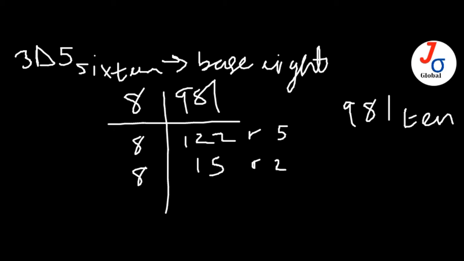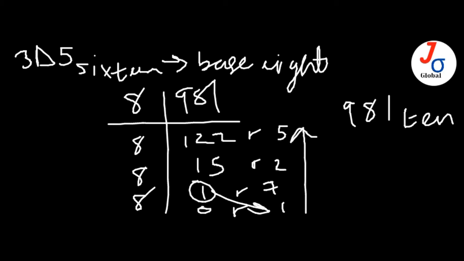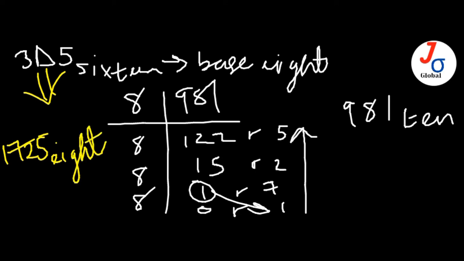Then we have 8. So how many 8s can we get in 15? Can just get 1, remainder 7. Then 8 in 1, that's practically 1 divided by 8, that's practically impossible, so we have 0, remainder this guy here, 1. So I'm going to count that from bottom to top. So converting this to this, I have 1, 1, 7, 2, 5, base 8. Okay, so that's that.